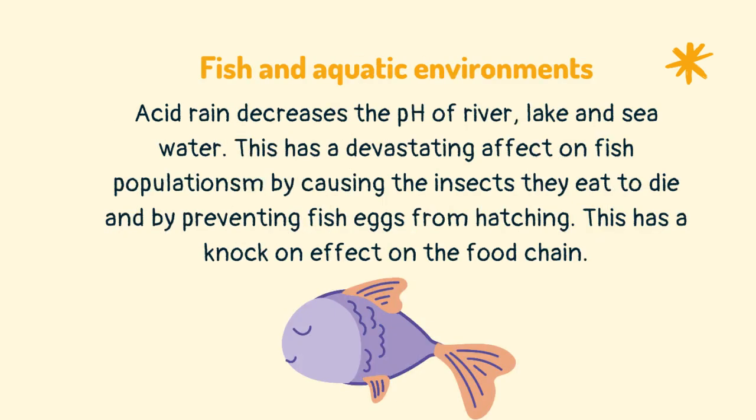Acid rain decreases the pH of river, lake and seawater. This has a devastating effect on fish populations, by causing the insects they eat to die and by preventing fish eggs from hatching. This has a knock-on effect on the food chain.